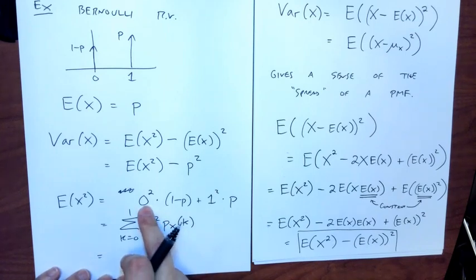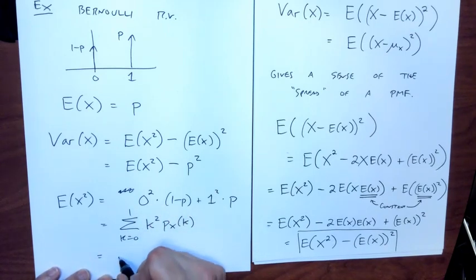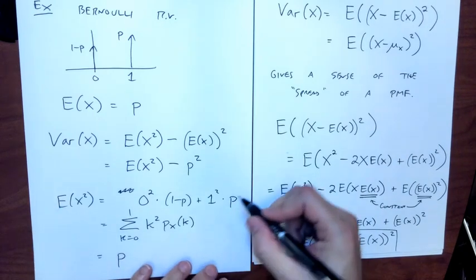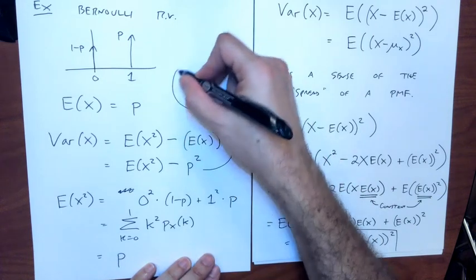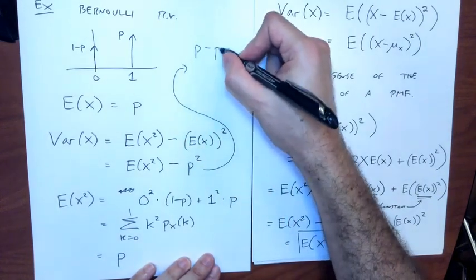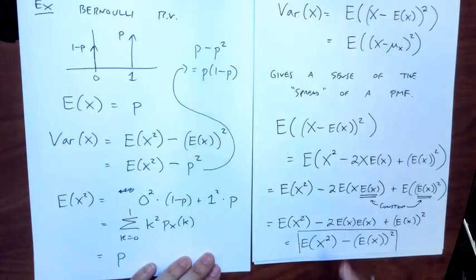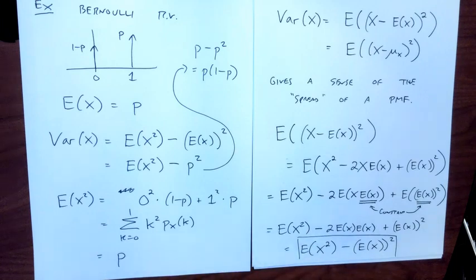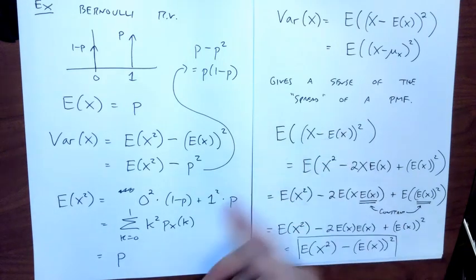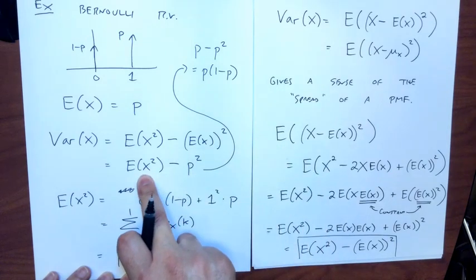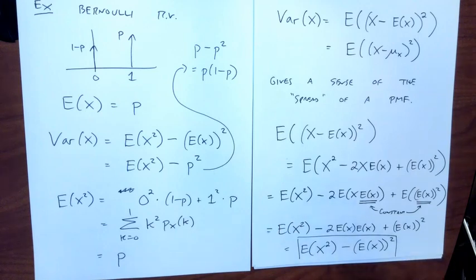So what do I got? I got 0 plus p. So I computed now the expected value of x squared is equal to p. That means that my overall value here is p minus p squared, which I could just say is p times 1 minus p. So that's the way I would compute the variance for a simple example, okay? And I can definitely see that this was equal to p, this was equal to p squared, so they're not the same thing.